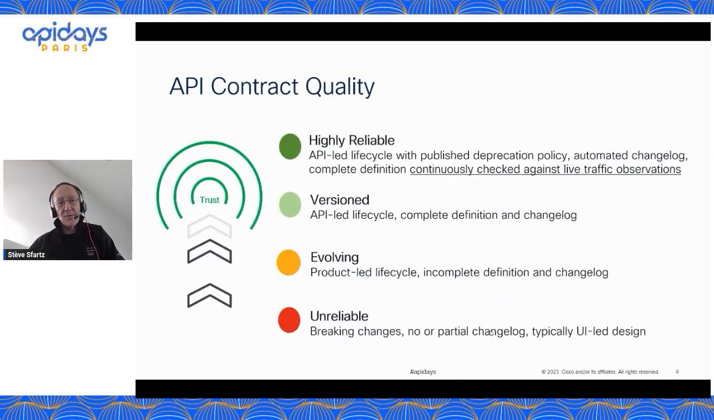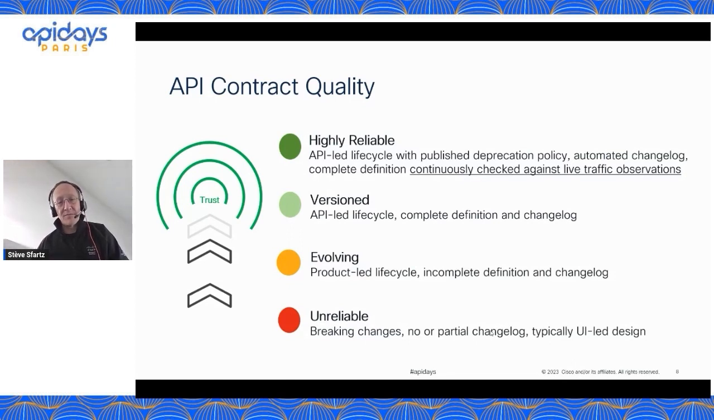This talk is about the contract maturity aspect and how you organize as an organization in order to track the quality of an API contract. So this is the scale and the scoring system we've defined at Cisco.